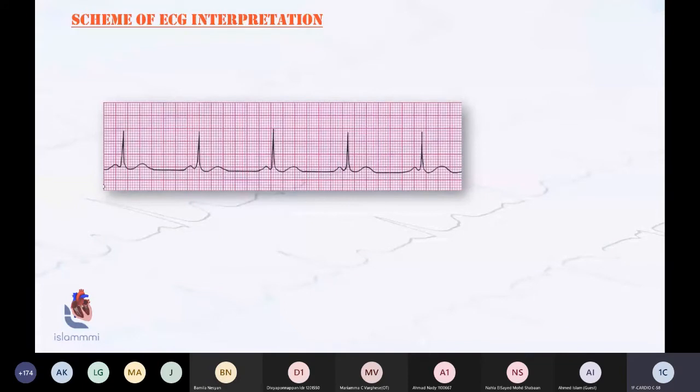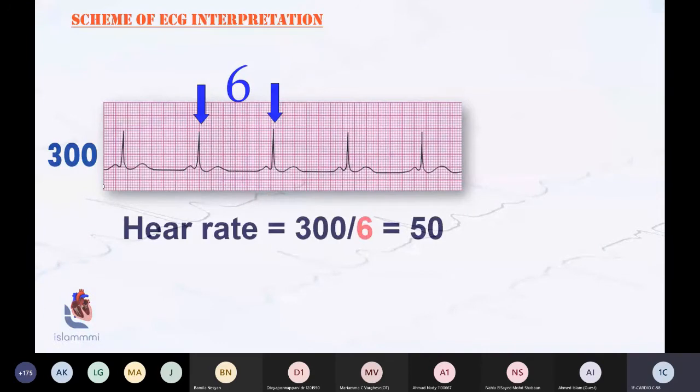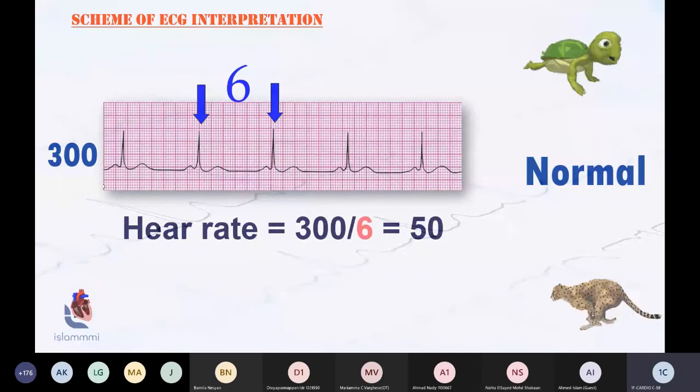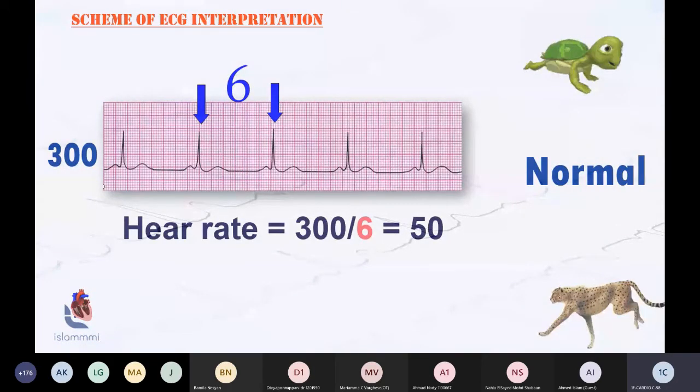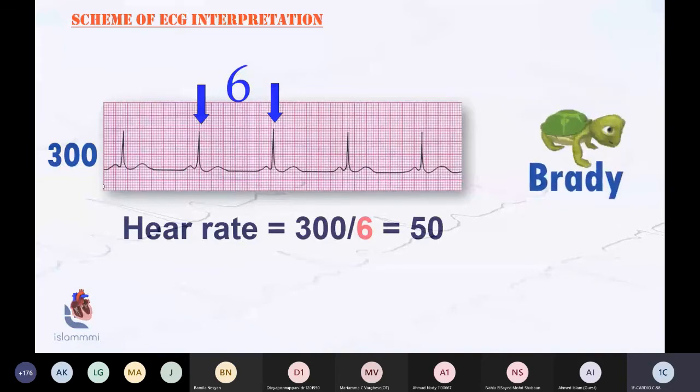So what about this one? We locate another R wave on the heavy red line as long as the rhythm is regular. And we check the next one and calculate how many boxes in between. In this strip, we have 6 boxes. We have 1, 2, 3, 4, 5, and 6. So we divide 300 by 6. So the heart rate in this ECG is 50. So 50, is it normal? Is it bradycardia or is it tachycardia? Definitely 50 is less than 60, which is the lower limit. So this is a bradycardia.